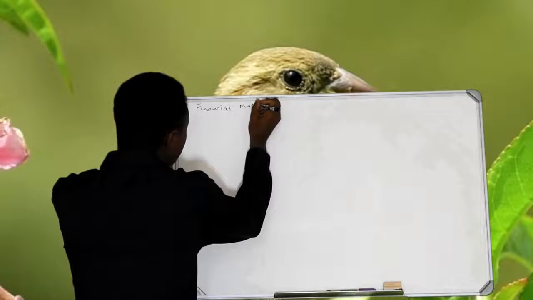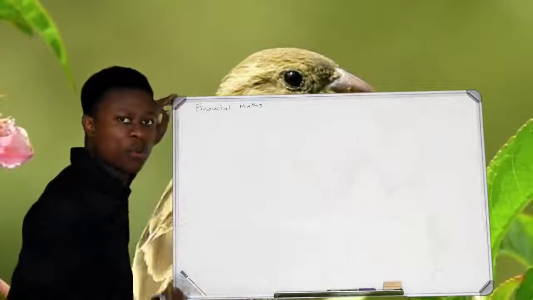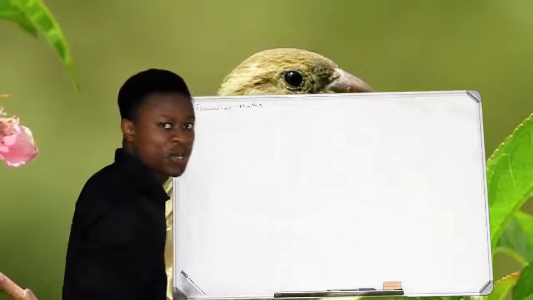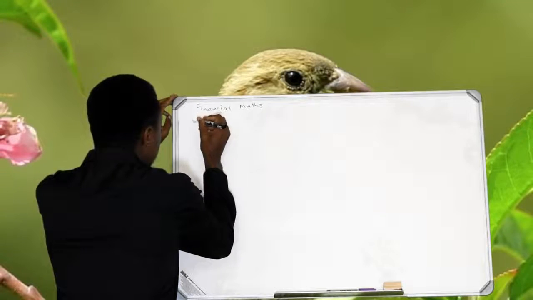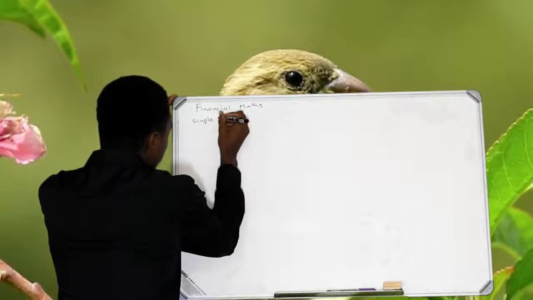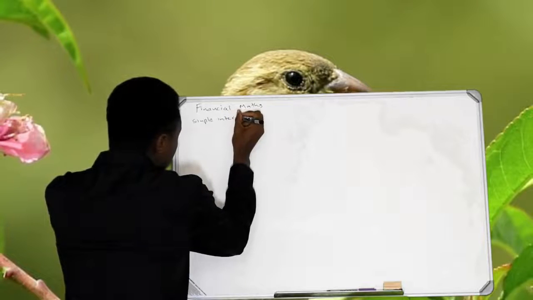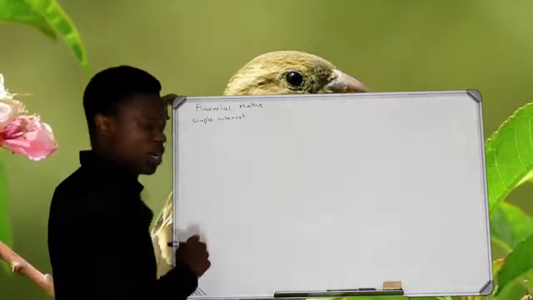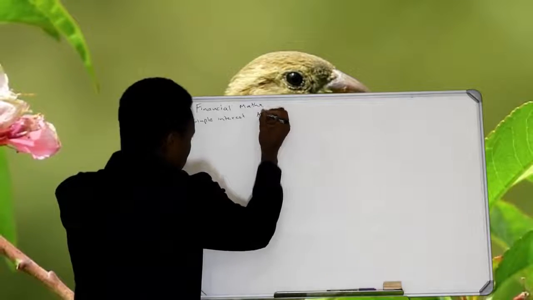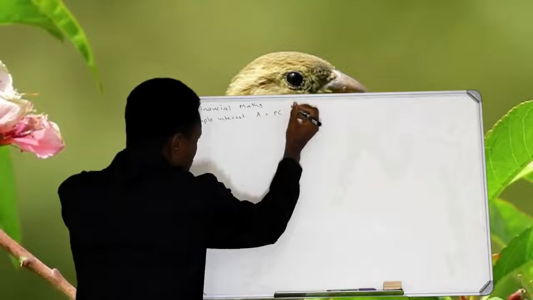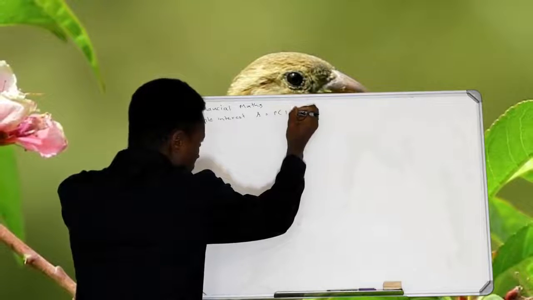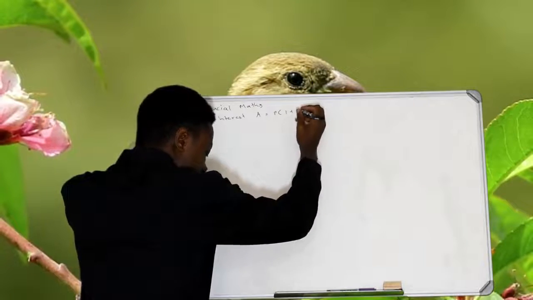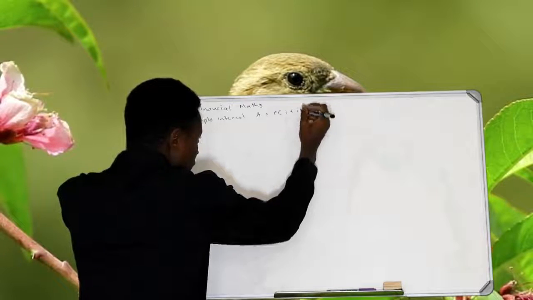math. Right, the simplest formula is the simple interest formula. Okay, what does a simple interest formula look like? So basically, this is what the formula looks like. A is equal to P(1 plus I times N).